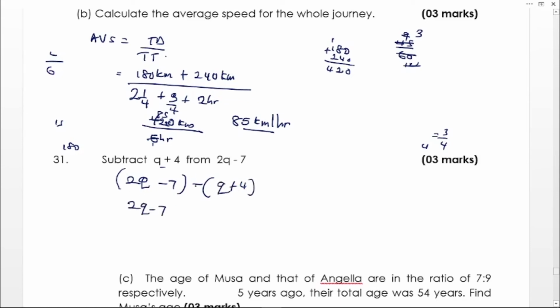2q minus 7, negative times this one, we get negative q, negative with the positive, negative, and a 4. Collect like terms: 2q minus 7 minus 4. Now a q minus 11. So this is our balance there.